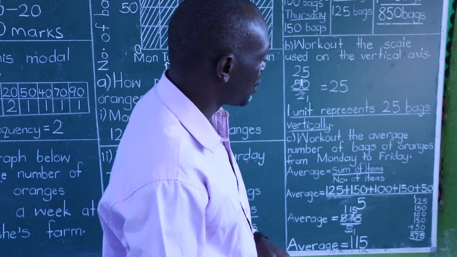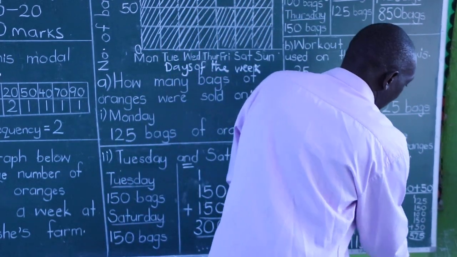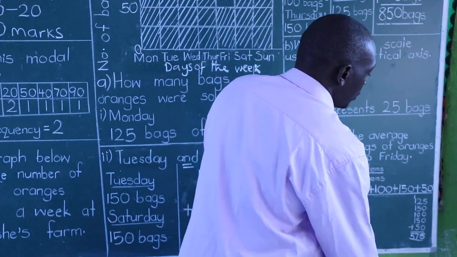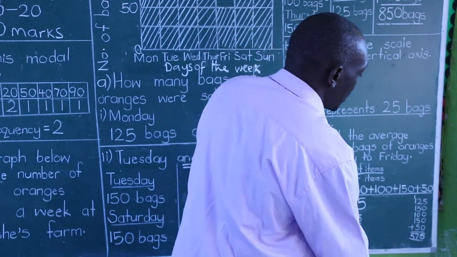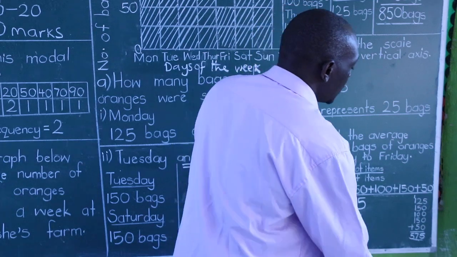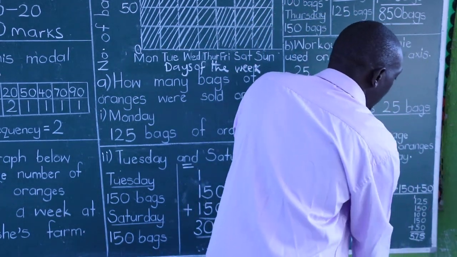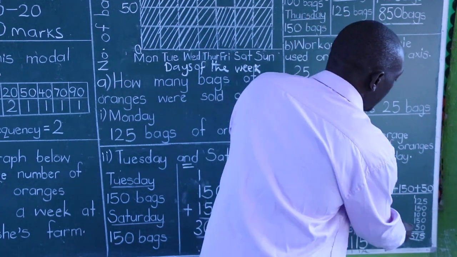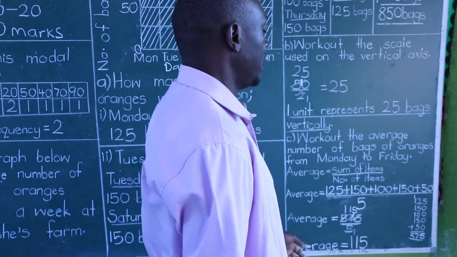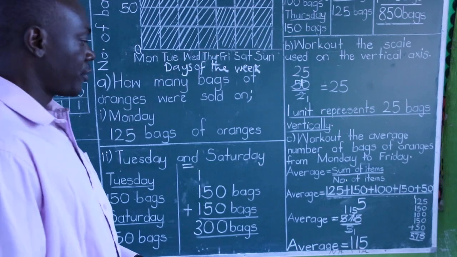Ensure that you add accordingly. 5 plus 0 plus 0 plus 0 plus 0, you get 5. 2 plus 5 is 7 plus 0, still 7. Plus 5, you get 12. 12 plus 5, you get 17. Write 7, group 1. 1 plus 1, 2. Plus 1, 3. Plus 1, 4. Plus another 1, get 5. A total of 575 bags were sold from Monday to Friday.